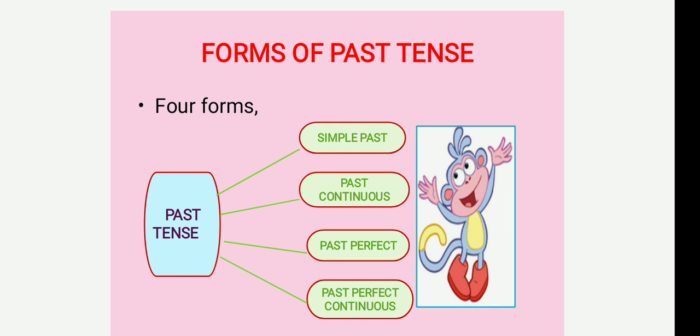Today we are going to learn simple past tense. What is simple past tense? Simple past tense is used to refer to an action that happened in the past. The past may be the recent past or the distant past. That means the action may be completed a few hours back or a few days back.